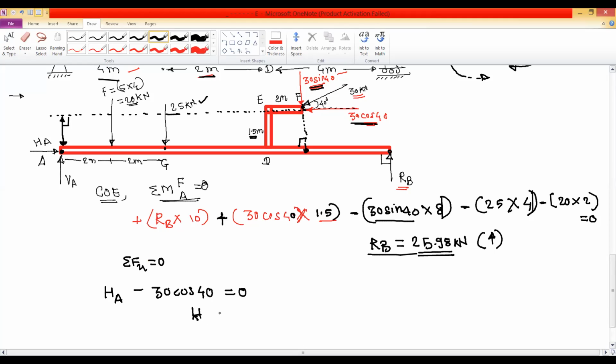And then we will get HA equal to plus 30 cos 40. So it is 22.98 kilonewton. And then use summation Fy is equal to 0.